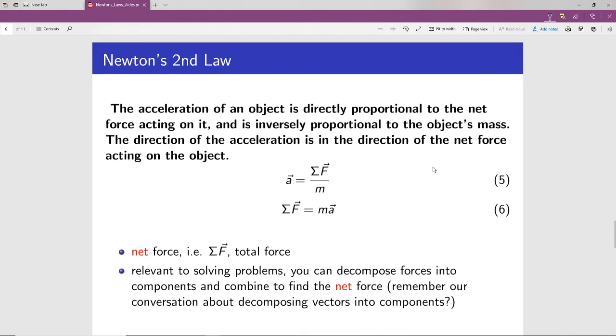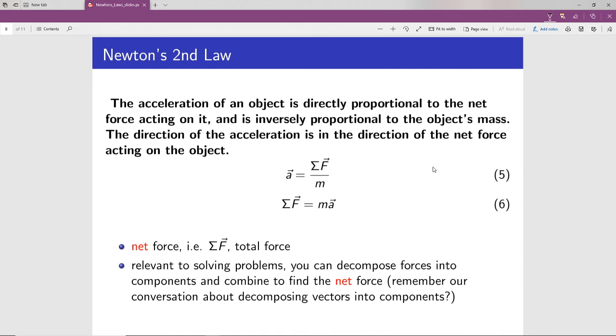And just to emphasize, net force, that word net means total. And that's why we'll often use a sigma, a summation, to indicate that we need to add up and find the total force. You'll see this as you practice solving problems. A big part of solving problems with Newton's second law involves adding up the forces that are acting on the object and finding the net force, the total force.